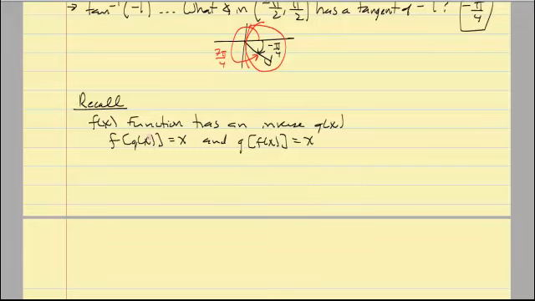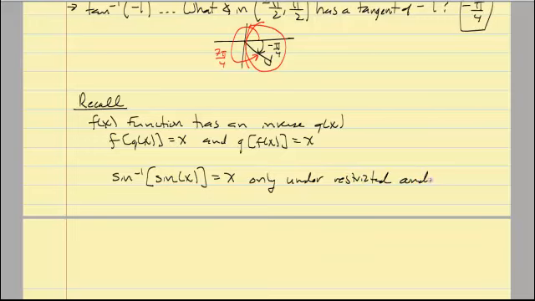Now, this applies to all trig functions. I'm just going to use the example for our inverse trig functions. So let's look at the inverse sine of the sine of x equals x only under restricted conditions. And this is going to be true for the sine of the inverse sine of x as well. This is equal to x only under restricted conditions. This will only be true. So we have to make sure that we keep track of those restricted domains.